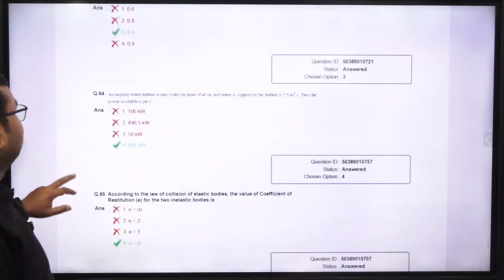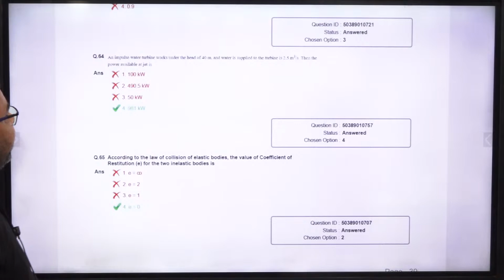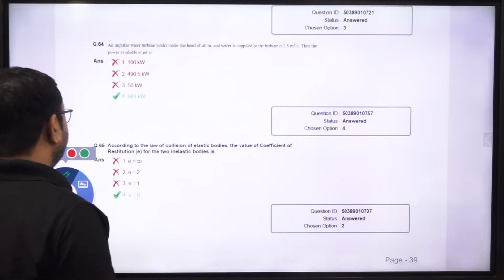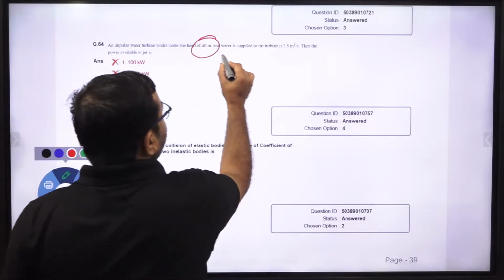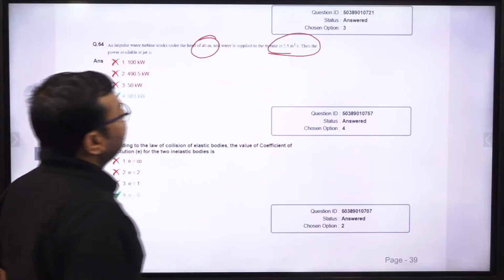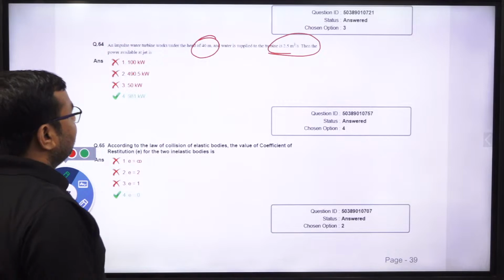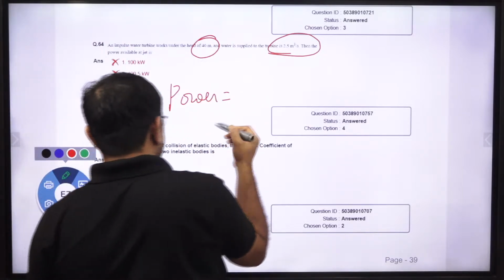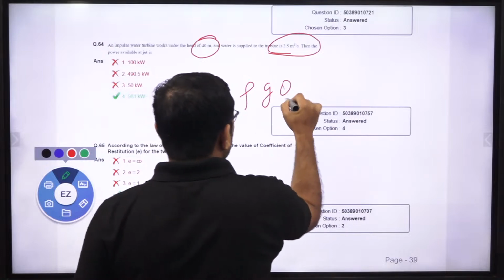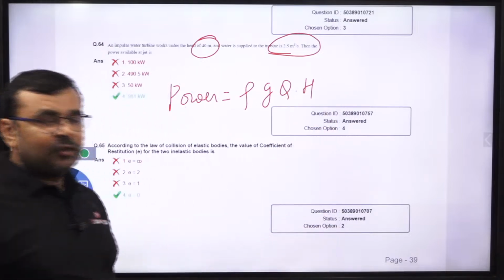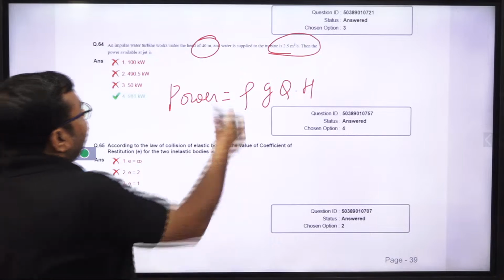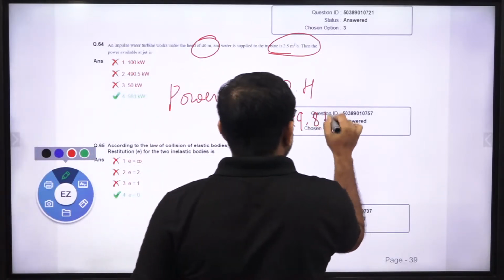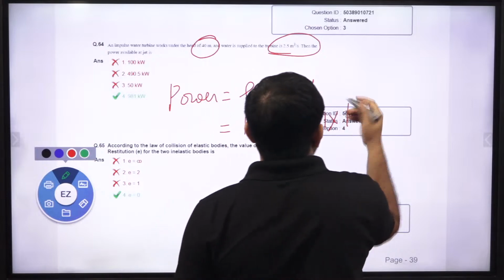And what about this? An impulse water turbine works under a head of 40 meter. The water head is already given, which is 40 meter. Water is supplied through the turbine at 2.5 meter cube per second. Then the power available? Simply we can say rho g Q into H. With the help of this formula, we can calculate power. Here we have everything. This is 1000, let's say this is 9.81, and this is 2.5.